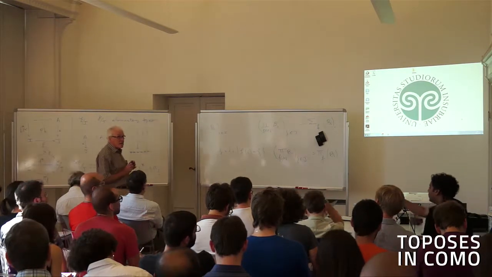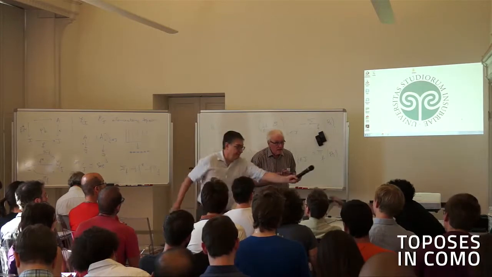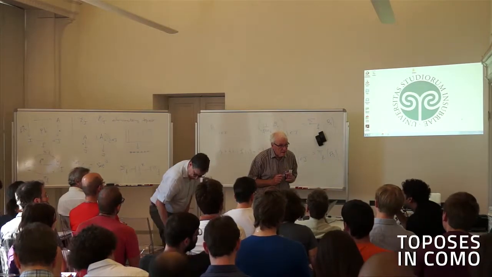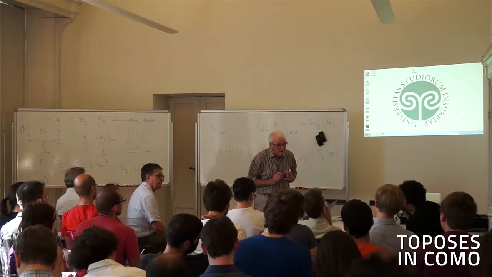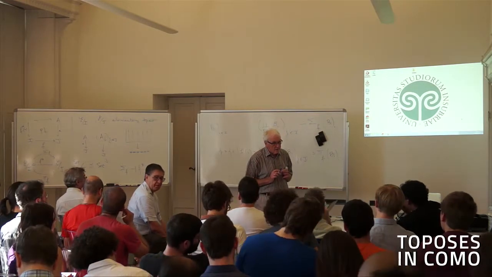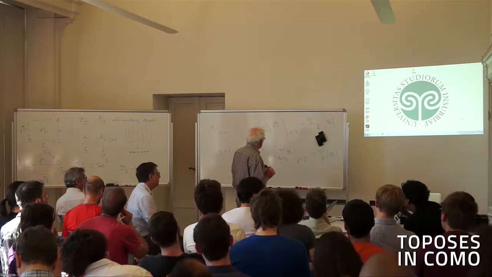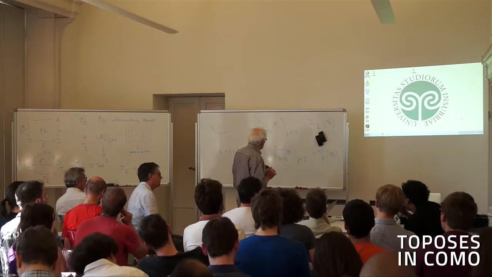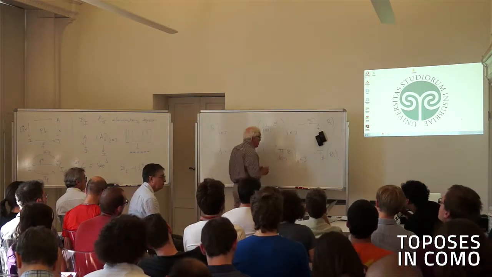Yes? Suppose J has some structure, let's say like a poset, then will these co-products and products change into co-limits and limits? The left adjoint and the right adjoint? No, this is just a co-product and a product.